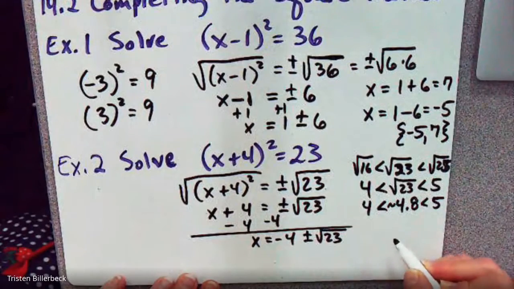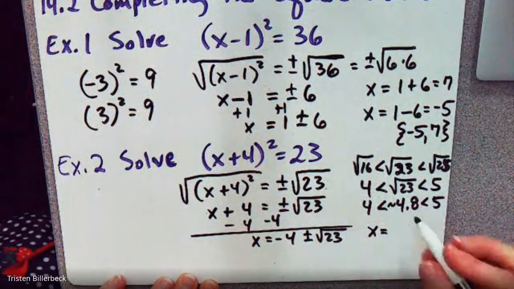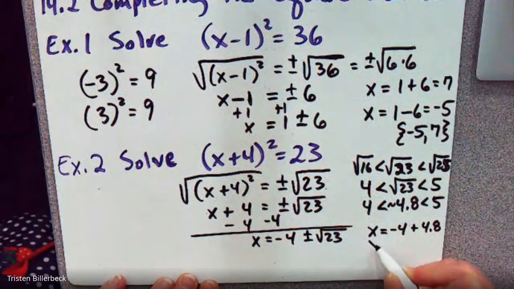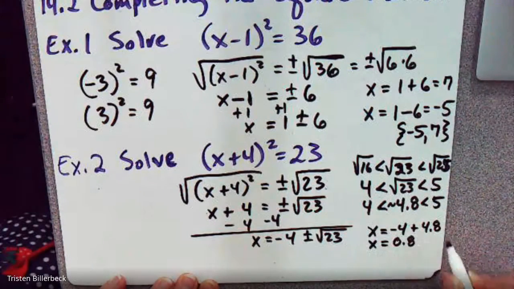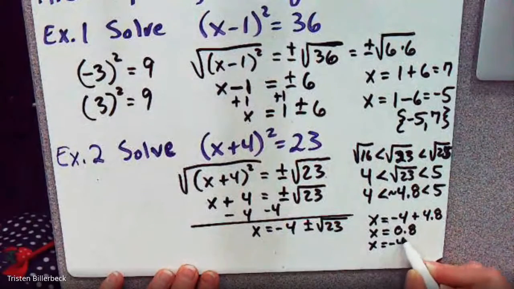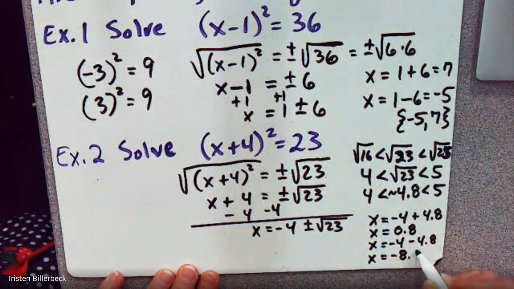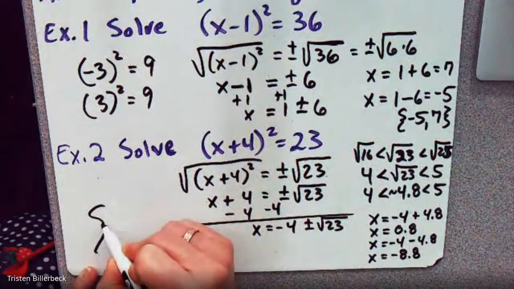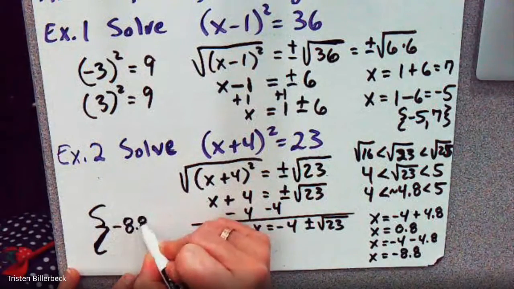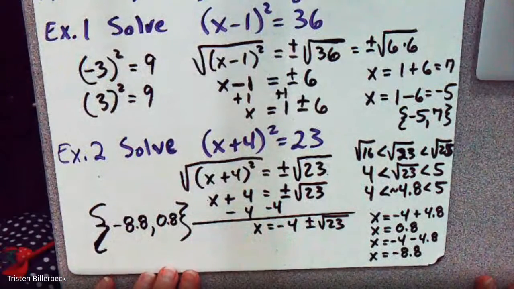So what that means is I have x equals -4 plus 4.8. That gives me x equals 0.8. Or I have x equals -4 minus 4.8, so x equals -8.8. So my solution set for this with an approximation is -8.8 or 0.8. Okay, so that would be my solution set for this.